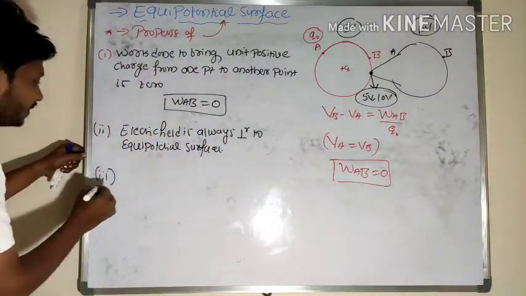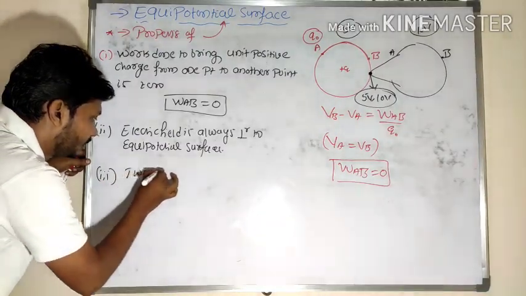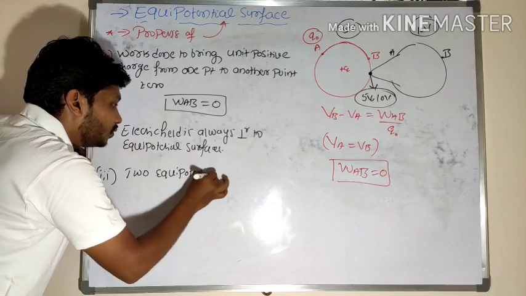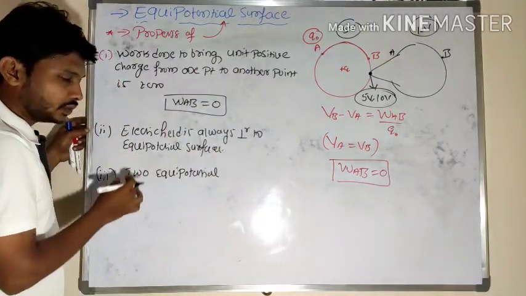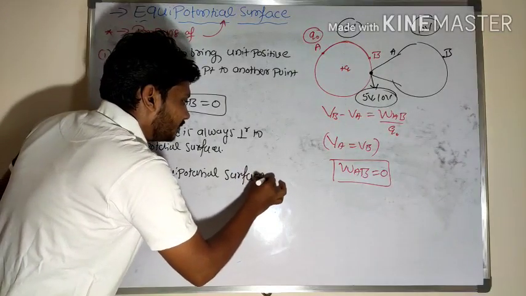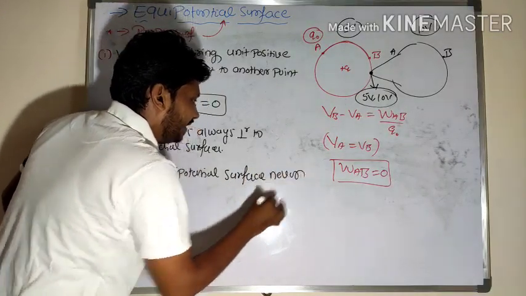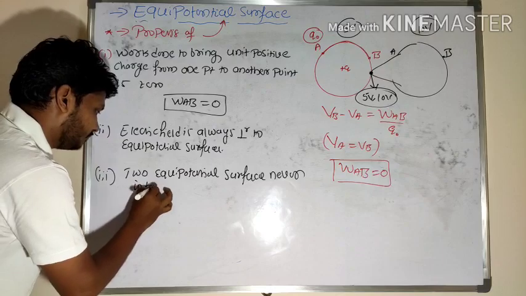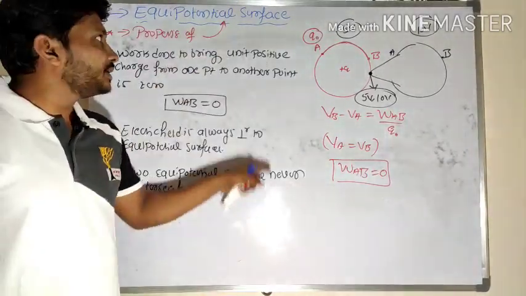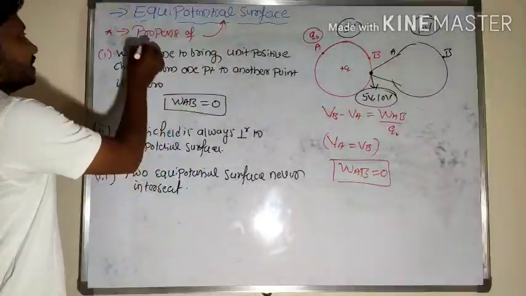Another property here: two different equipotential surfaces never intersect. So these are all the properties of the equipotential surface.